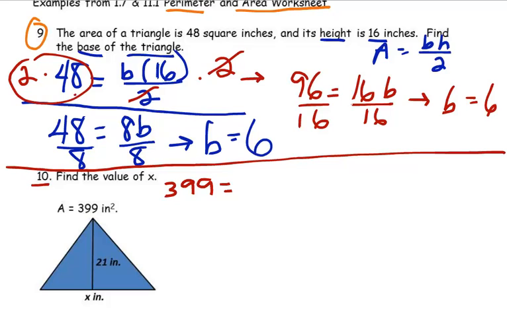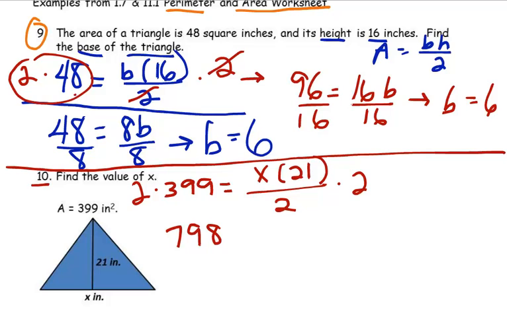399 equals base, which is my x, times my height, divided by 2. Now 21 divided by 2 isn't going to be a nice pretty number, so probably what I'm going to do is multiply both sides by 2 here. And 2 times 399 is 798. So I would go ahead and do it this way. Multiply both sides by 2. That gets rid of your fraction.